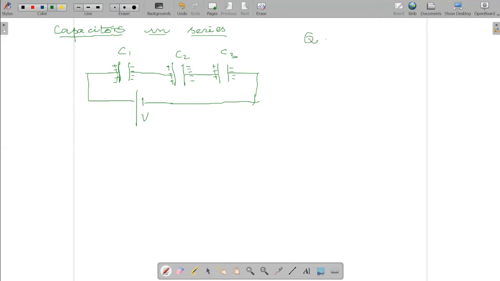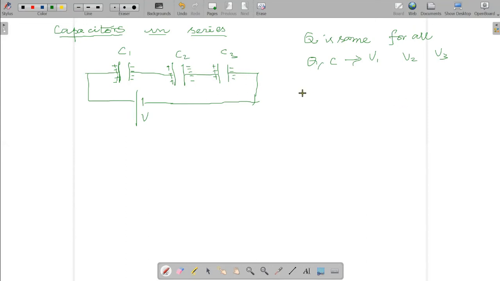So the important point is Q is the same for all capacitors. Whereas V is the voltage that we have applied. Because Q is the same but C differs, V also differs. So V splits into V1, V2, V3. The voltage that we have applied is split into V1, V2, V3 because C1, C2, C3 are different capacitance values. The charge is the same. Our conclusion: when capacitors are connected in series, the same charge exists in each capacitor.